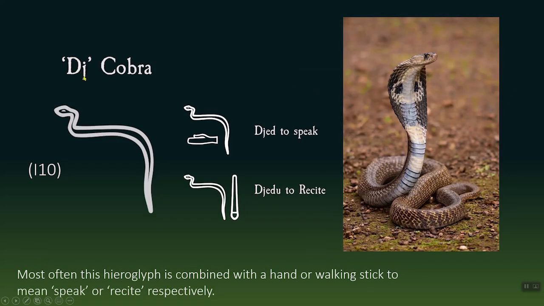Then we have DJ. Now you can render this as J or J. Phonetically, that's how it will sound. It's represented by a cobra. Now, more often than not, when you see this hieroglyph, it will be in combination with either the hand or this Jedu staff here that we have, and this means to speak or to recite. So more often than not, when you see this hieroglyph, it has something to do with speaking or talking. That's not to say it always does, just when you're reading Egyptian hieroglyphs, 9 times out of 10, when you see it, you'll see it in this context. This is, of course, I-10 in our JShesh software.